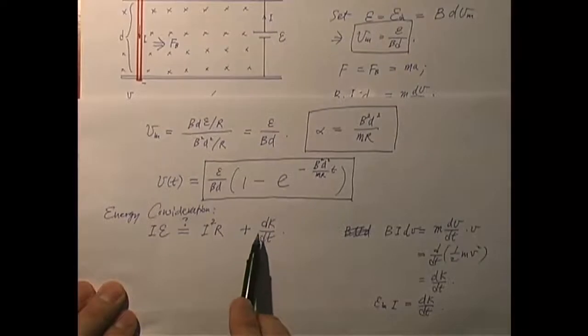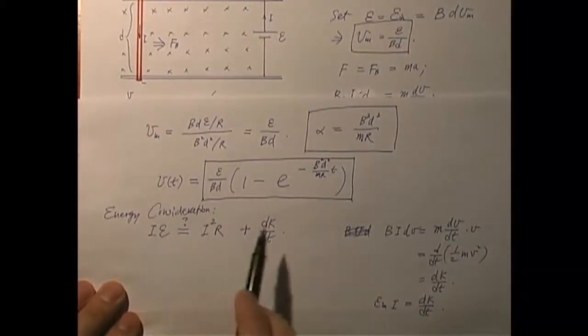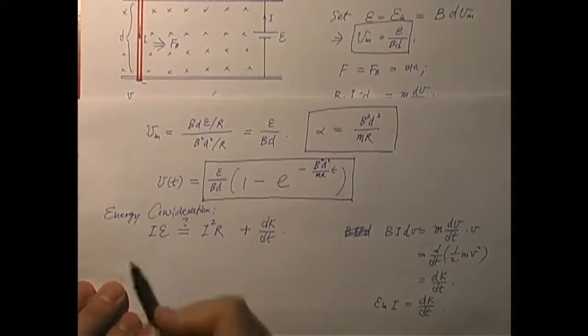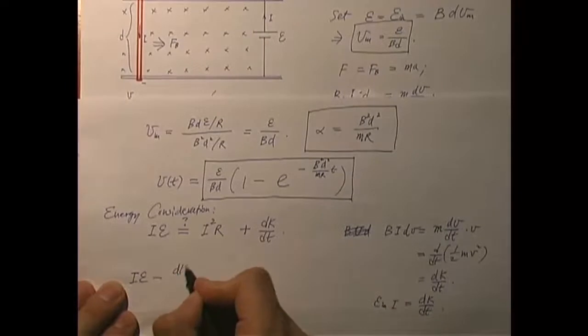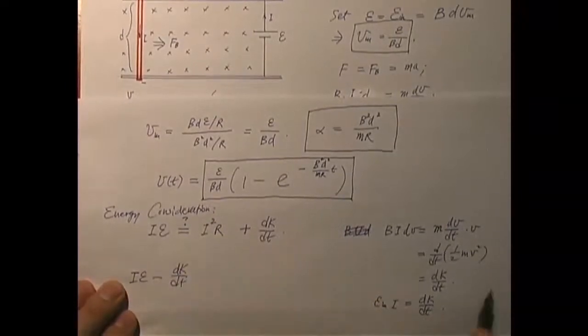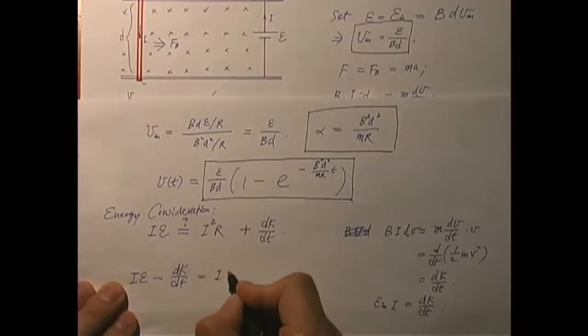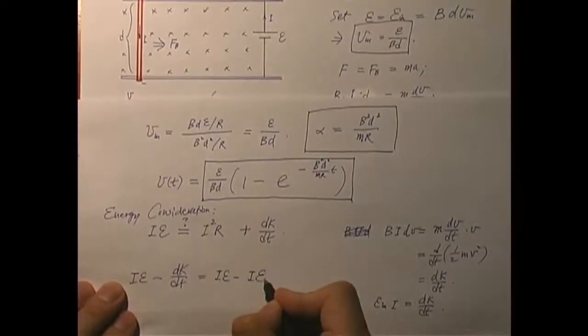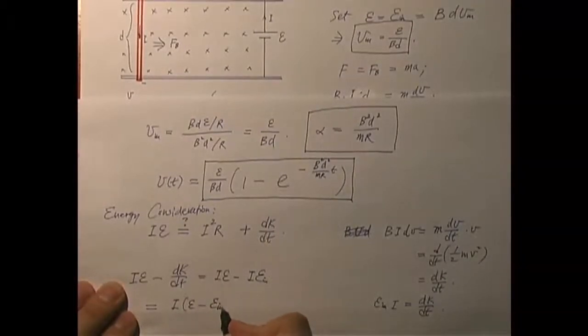This is epsilon induced times I. Here is epsilon times I. So let me combine these two terms. I have I epsilon minus dK/dt. I'm moving this dK/dt to that side and replacing dK/dt with epsilon induced times I. So it is I epsilon minus I epsilon induced. I can do that, of course, because this is equal to that. Isn't that equal to I times epsilon minus epsilon induced?